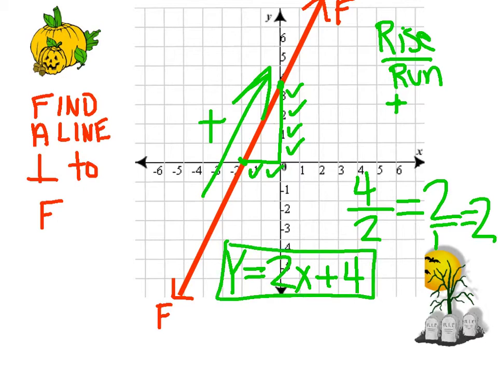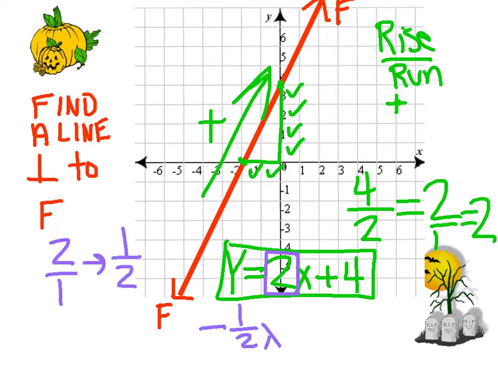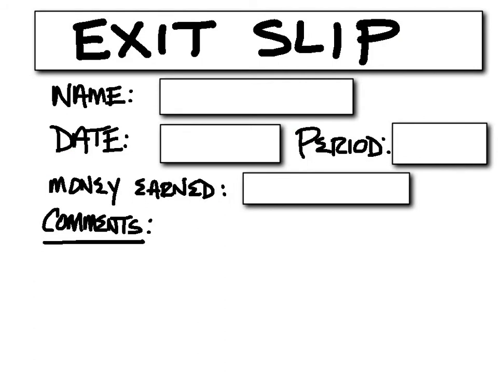Alright, so this is the equation of our line. We want the equation of a line that's perpendicular to this. That means we want to find the negative reciprocal of our slope. If our slope is 2, that's the same as 2/1. It's a positive 2, which means our answer is going to be a negative. The reciprocal of this is 1/2, so it's negative 1/2 x plus whatever number you wanted to put in this box. You need to go ahead and grab an exit slip, fill that out.